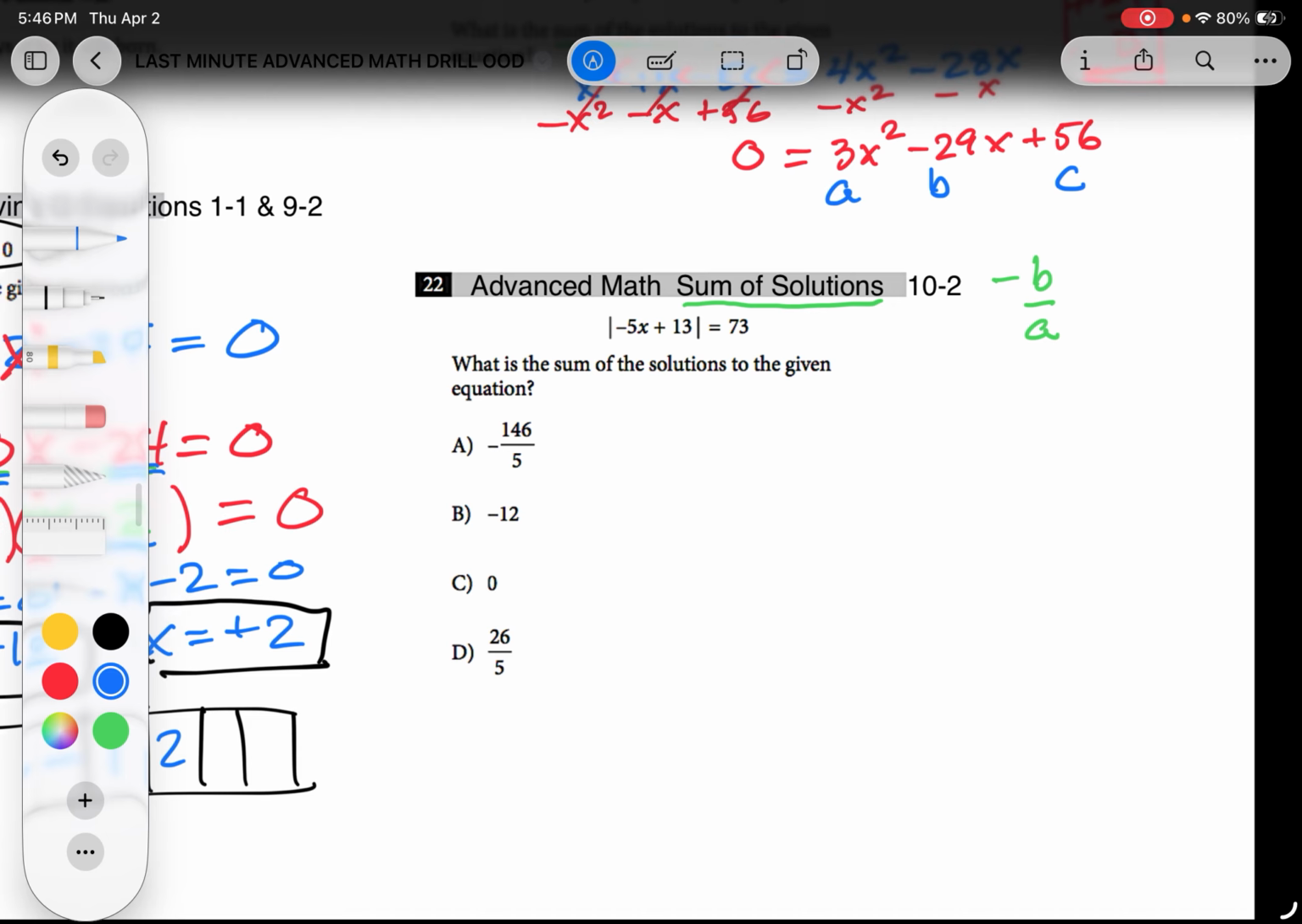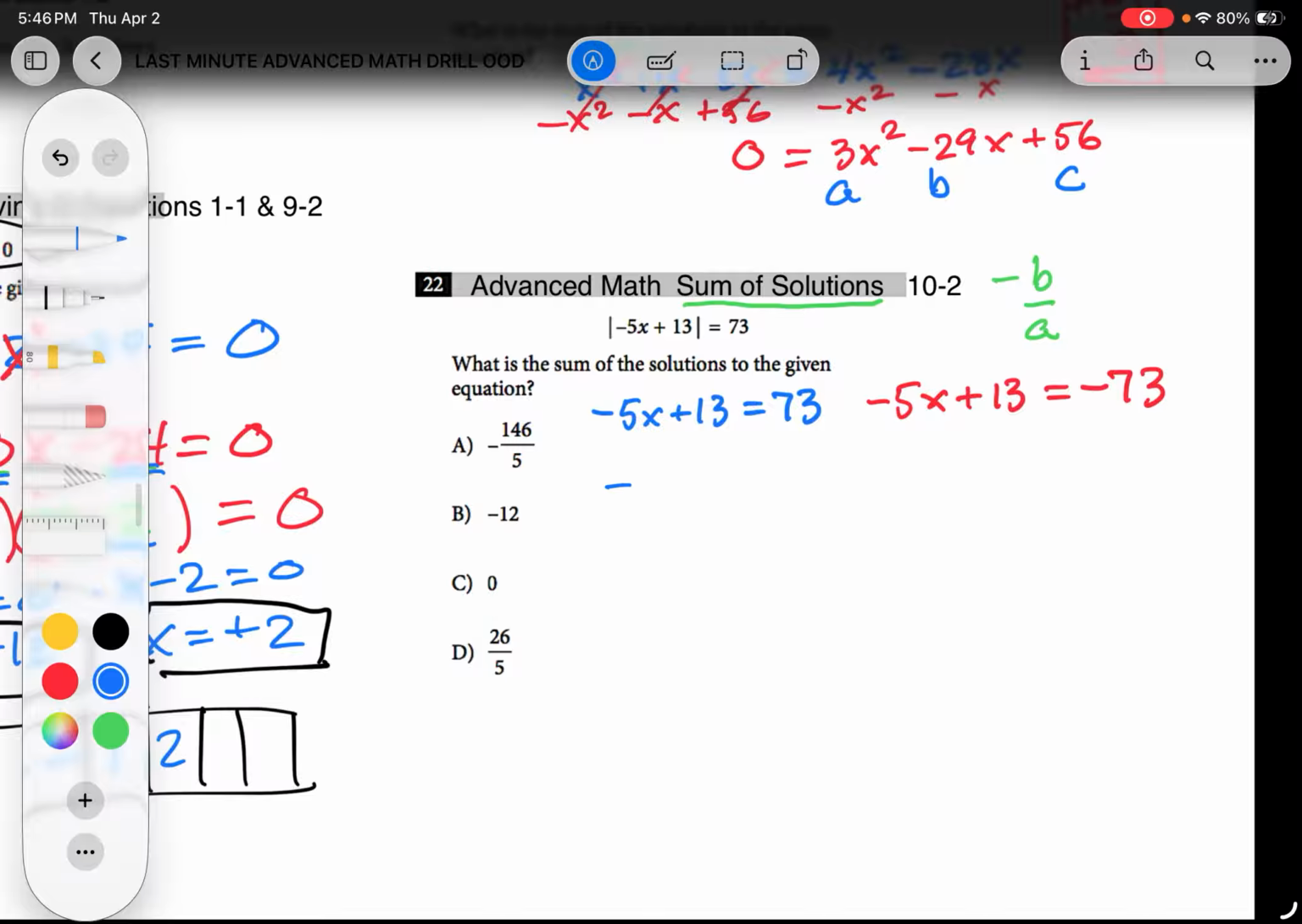So immediately when I see absolute value questions, I'm going to test it in two ways. I'm going to rewrite negative 5x plus 13 equals 73. Then I'm going to switch it up and put the opposite, negative 5x plus 13. What is that opposite? Equals a negative 73. Here we go. All you have to do is solve for x. You get your solutions, just add them together. All right, I'll do it longhand.